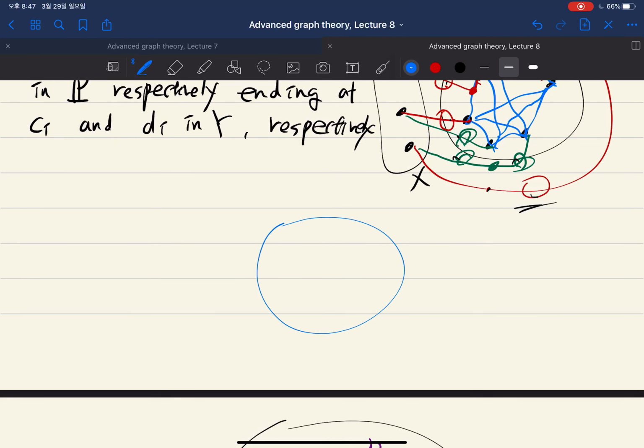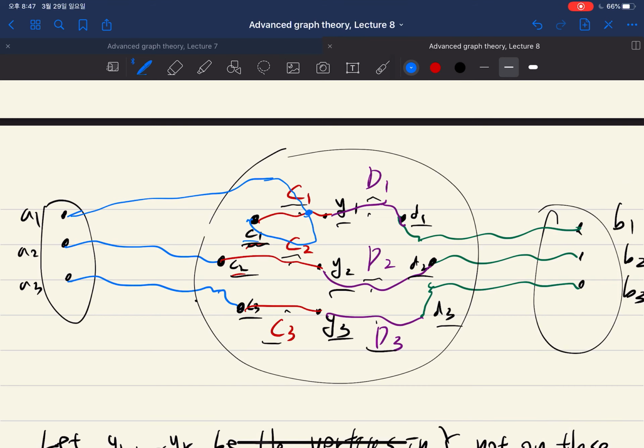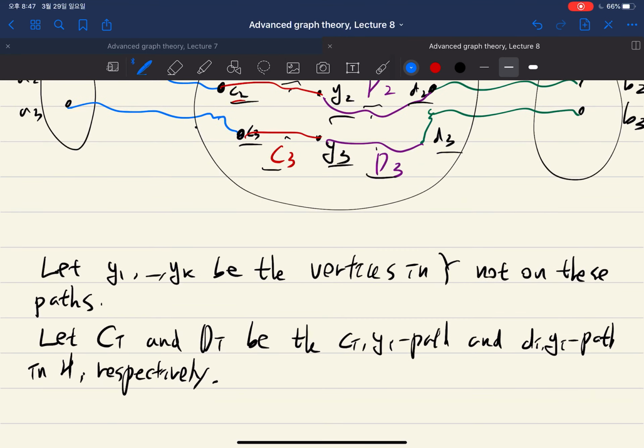So for all we know, this path could hit H at some point and then go along, using some edges in H, and then leave again outside and then come to another part and then you go to some C1. So we don't know whether it hits this part before or not.